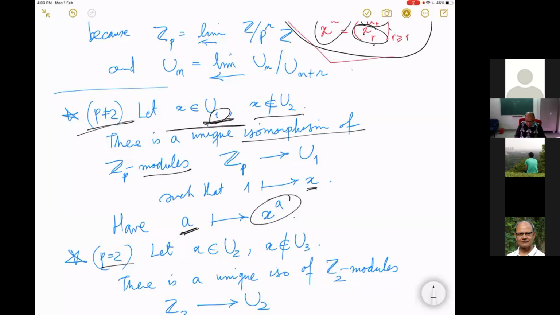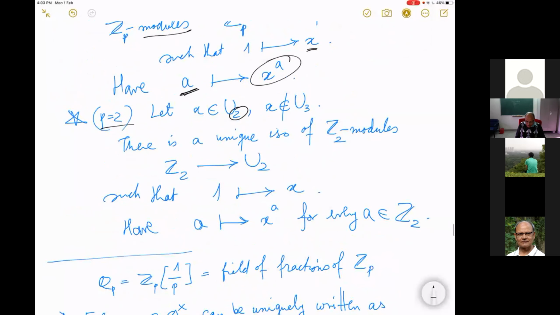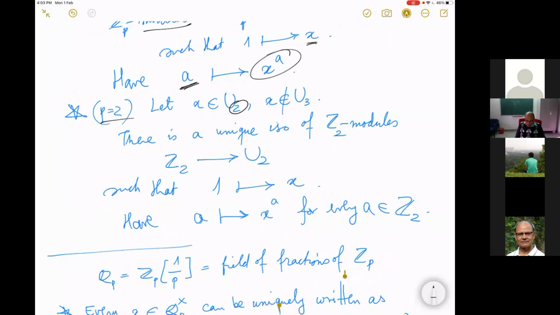Similarly, for p equal to 2, here I cannot take n equal to 1. I have to take n at least equal to 2. So if I have an x in U_2, which is not in U_3, then there's a unique isomorphism of Z_2 modules from Z_2 to U_2, which sends 1 to x. And in general, an a in Z_2 is sent to x to the power a. Yeah, x is not in U_3.